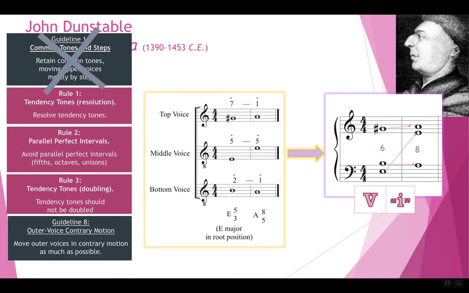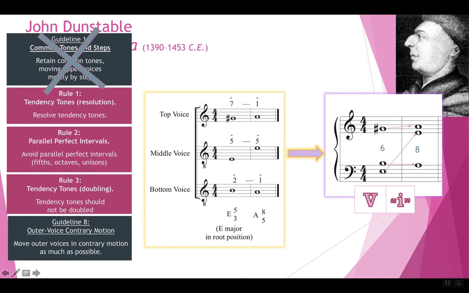Is John Dunstable doing that? Well, that's interesting which one of these we're talking about. If we are talking about this voice leading the way he has it, the top voice goes up, the bottom voice goes down, then yes, he's following that rule. If we're talking about this one, if the E and the A is the lowest voice, if E goes up to A, that's going up, G sharp going up to A, that's going up. So those are not in contrary motion.